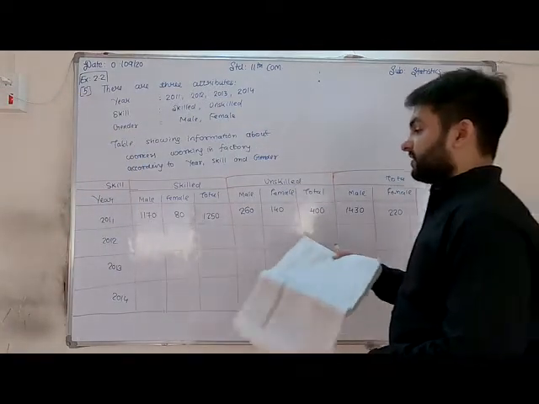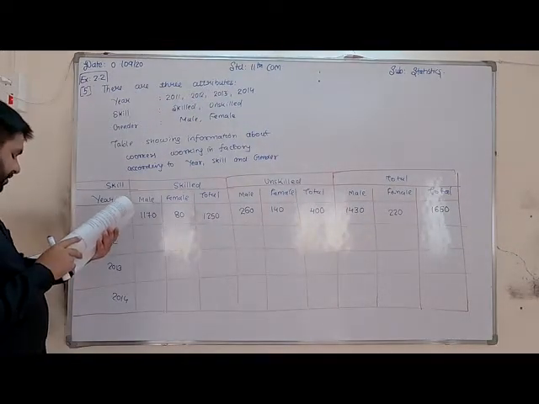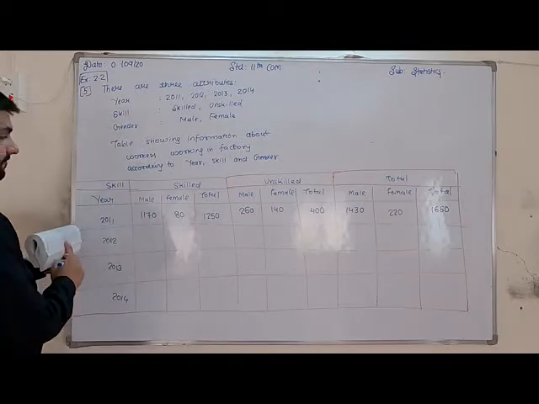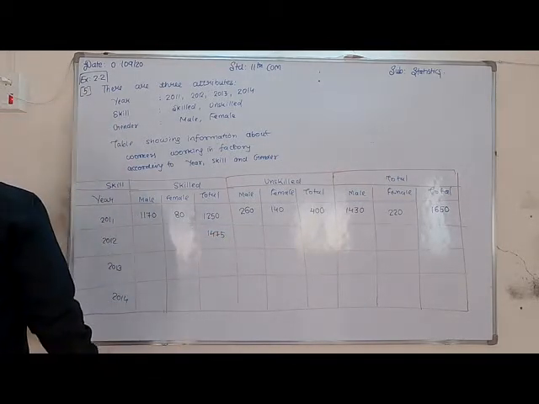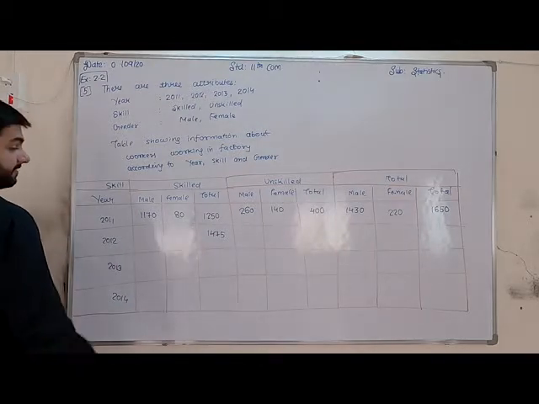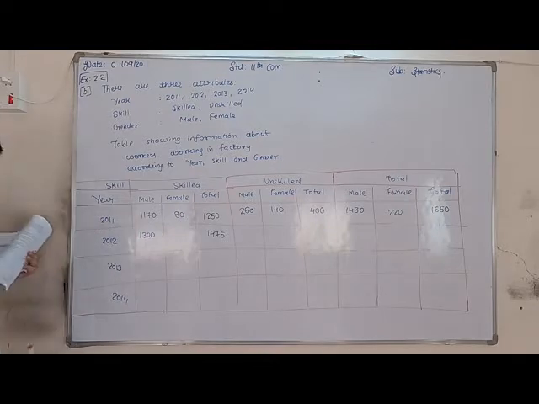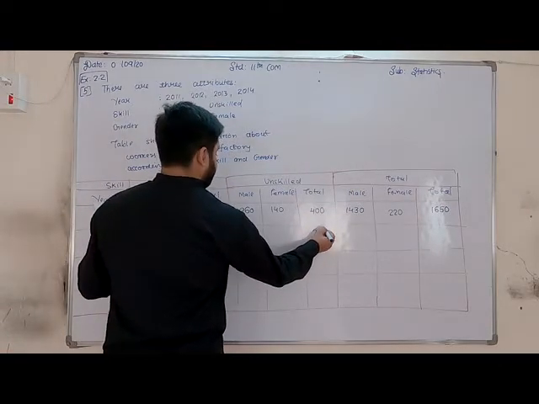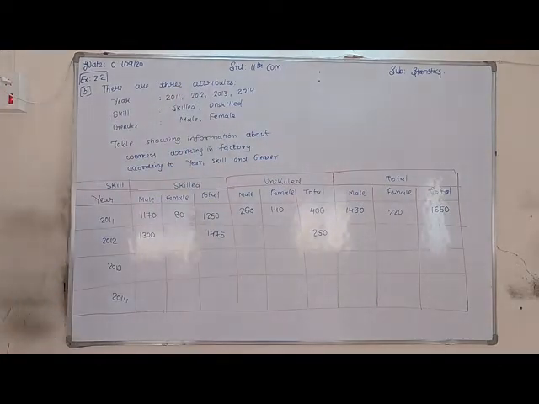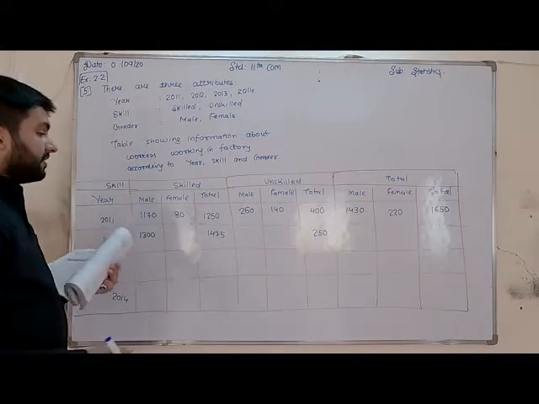Now next, in 2012. In 2012 the number of skilled were 1475, and of them 1300 were males. Out of 250 unskilled workers, 200 were males.